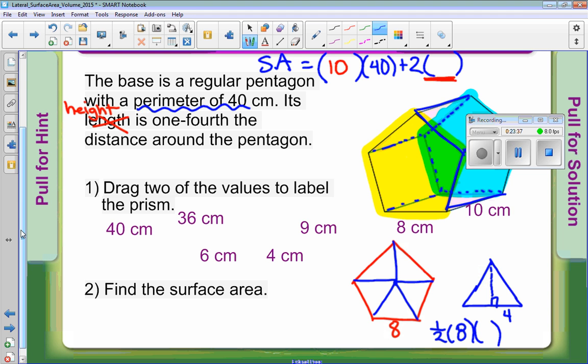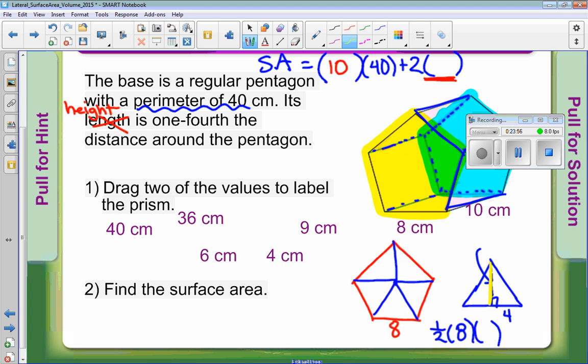I need to find the height of the triangle. How do I do that? I need to find this number. I need to find that height. How did I do that before?